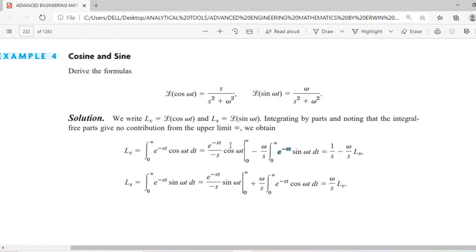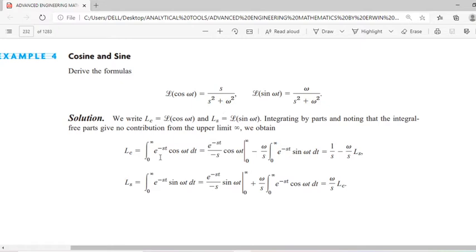Now we can substitute the value infinity here. When we substitute infinity, it will become 0. When we substitute 0, e raised to 0 is 1, cos 0 is 1, so minus of 1 by minus s, that is 1 by s. And the second term is omega by s into the Laplace transformation of sin omega t, which is written as LS.